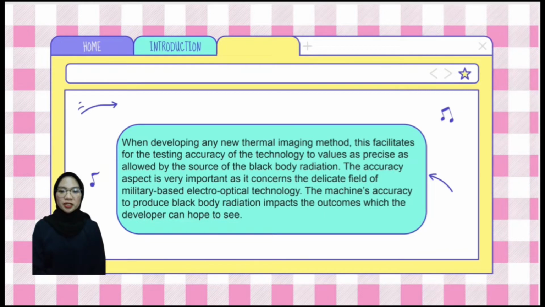When developing any new thermal imaging method, this facilitates testing the accuracy of the technology to a value as precise as allowed by the source of the black body radiation. The accuracy aspect is very important as it concerns the delicate field of military-based electro-optical technology. The accuracy of the source to produce black body radiation impacts the outcome which the developer can hope to see.